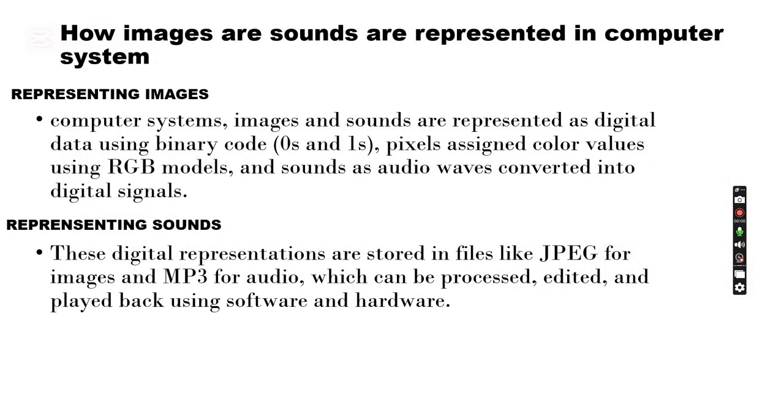Representing images. How images and sounds are represented in computer systems. The first one is images. In computer systems, images and sounds are represented as digital data using binary code. Pixels assign color values using RGB models and sounds as audio waves converted into digital signals. Representing sounds. These digital representations are stored in files like JPEG for images and MP3 for audio.